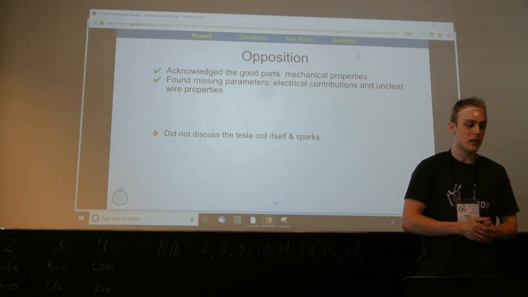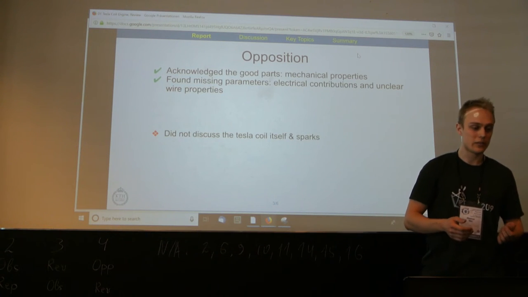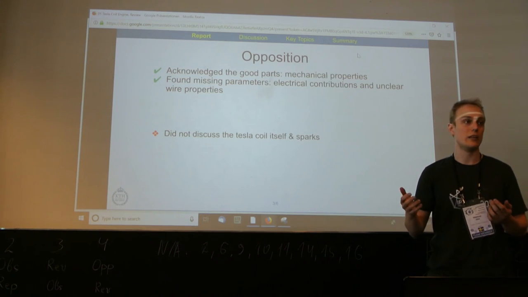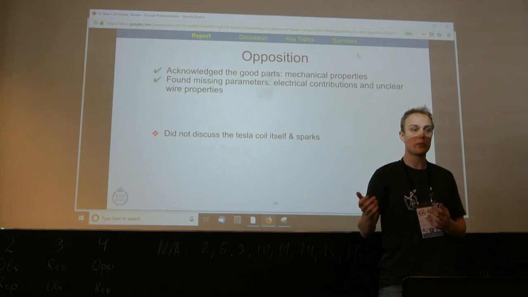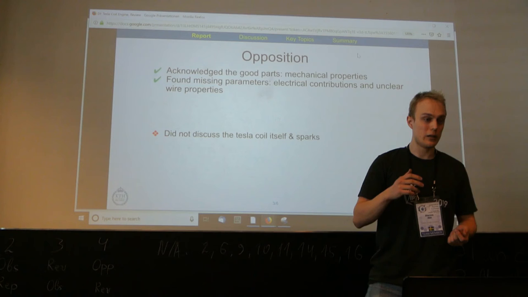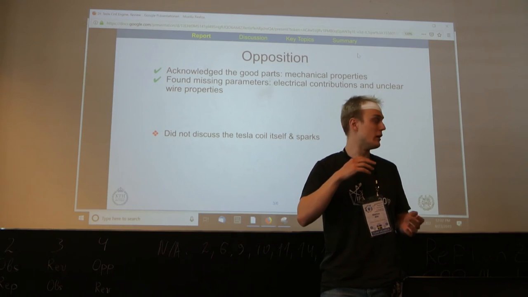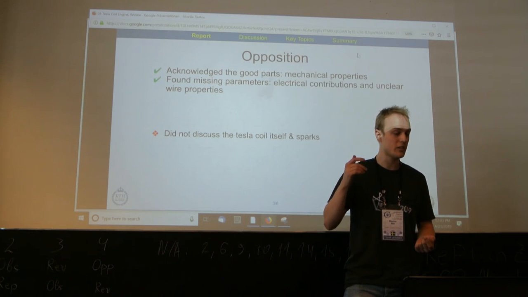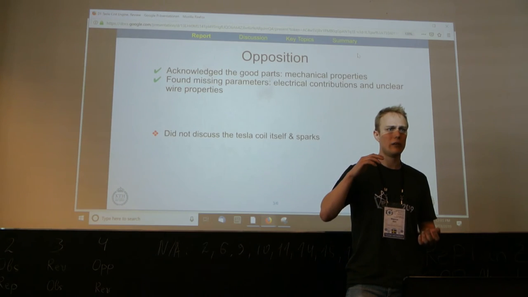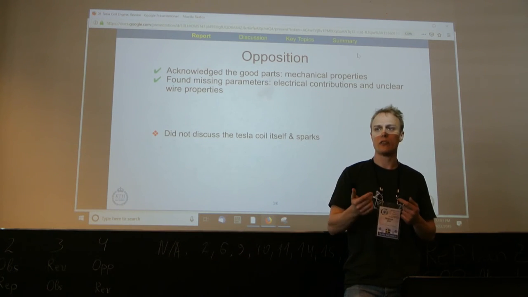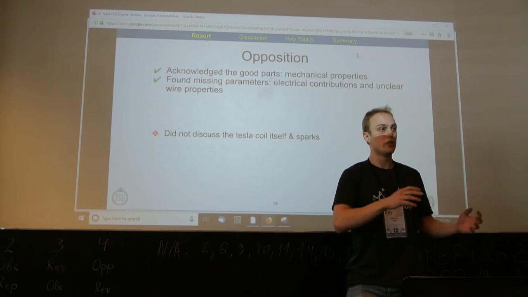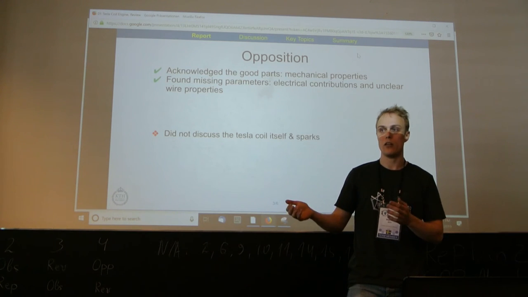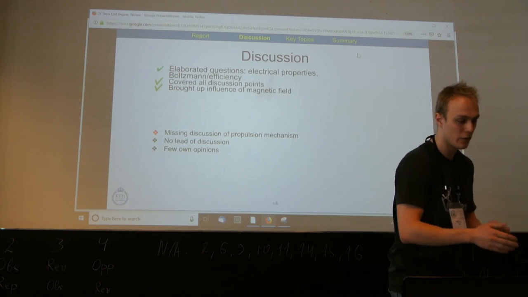The opposition, first and foremost, acknowledged the good parts of the presentation, but it found some missing parameters, like the electrical contributions and the missing discussion on different wire properties. But they did not bring up any discussion on the Tesla coil itself, although mentioning that the electrical properties were missing in the discussion. They also did not bring up the sparks, which we see as part of the phenomenon, because only the motion part that we see in the videos has been explained, but the sparks are not created by the thermal expansion.